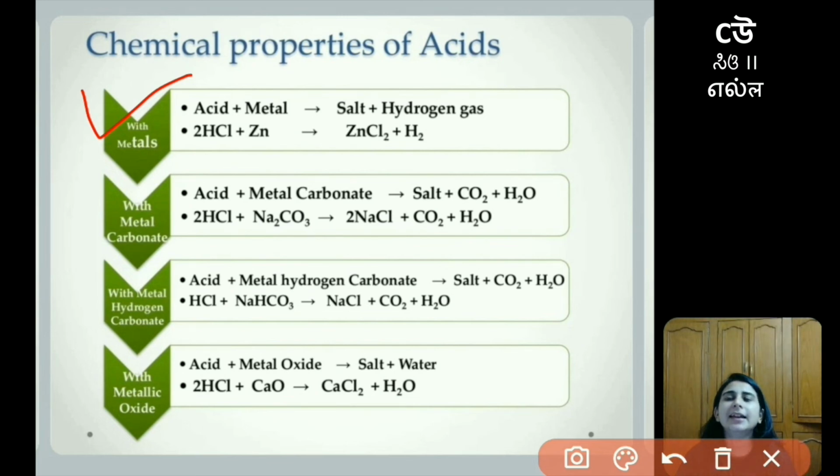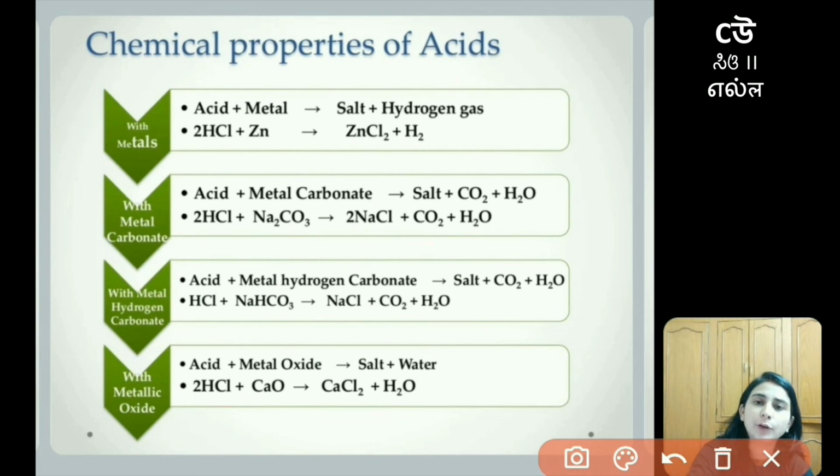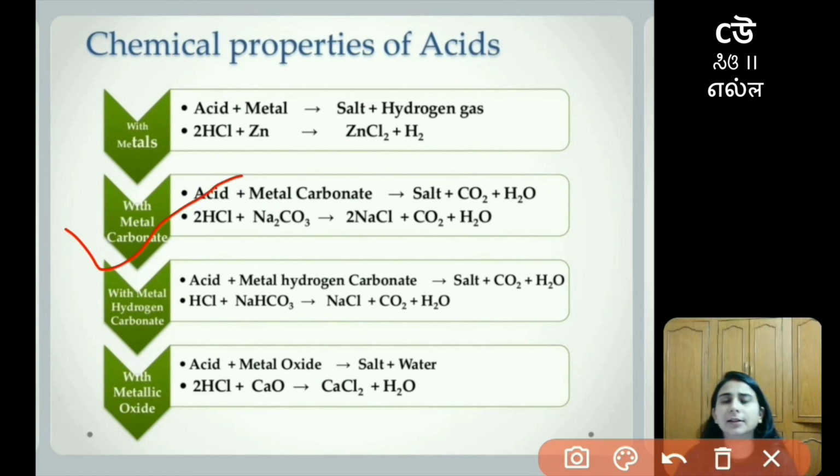As you can see in the slide, the reaction is Zn plus 2HCl makes ZnCl2 plus H2. Moving on, if we talk about acid reacting with metal carbonate, it forms salt plus water plus carbon dioxide gas. In place of acid, they have again used hydrochloric acid, and for metal carbonate, they have taken sodium carbonate. So 2HCl plus Na2CO3 gives 2NaCl plus CO2 plus H2O.